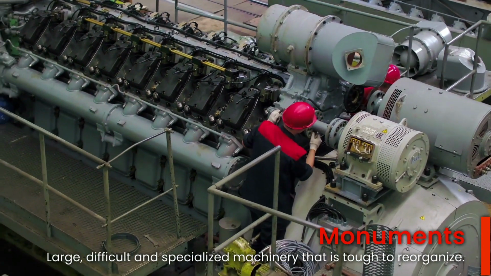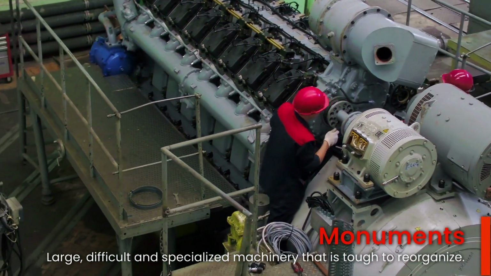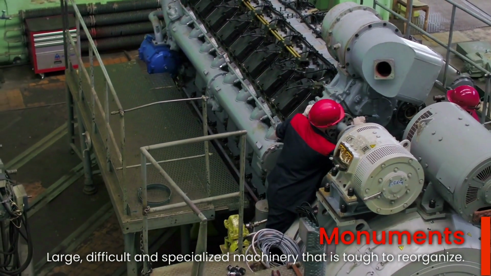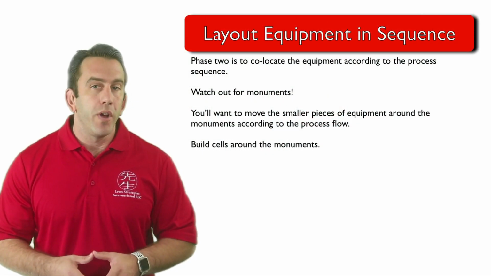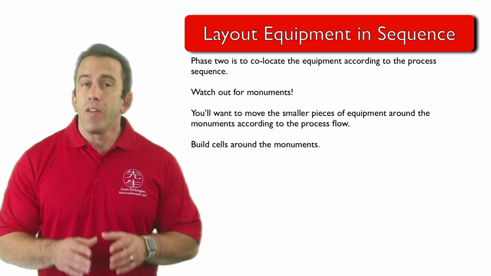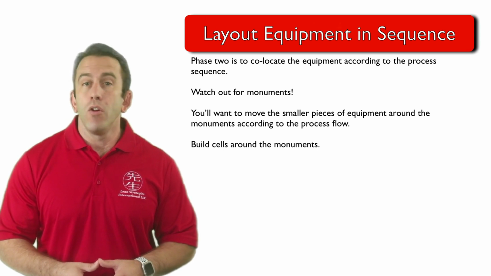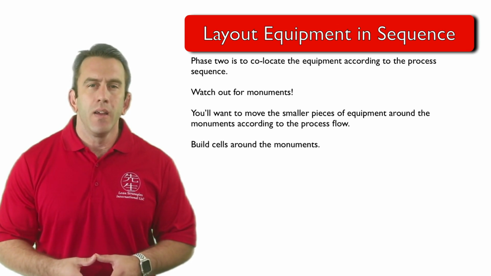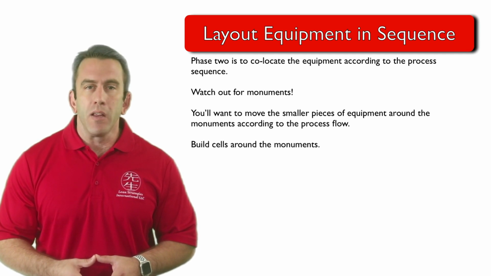If you run into this situation, you'll want to move the smaller pieces of equipment around the monuments according to the process flow. This will allow you to avoid the struggle of hiring and moving these machines and take full advantage of the machines for processes that may use batch manufacturing. In these cases, you can build cells around the monuments.